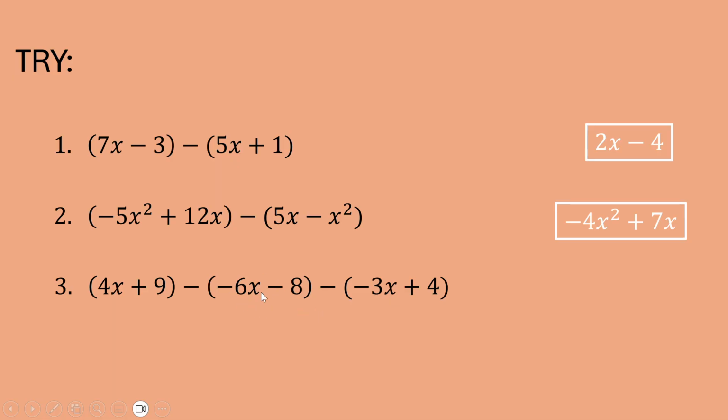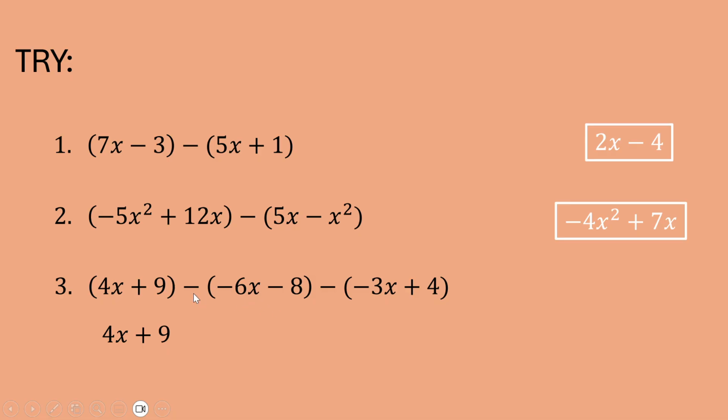Any polynomial after a subtraction sign will change their signs. Here's a polynomial after a subtraction sign, so the negative 3 will change to positive. The positive 4 will change to a negative. The negative 8 will change. The negative 6 will change. But this one will stay the same. So 4x plus 9 stays.